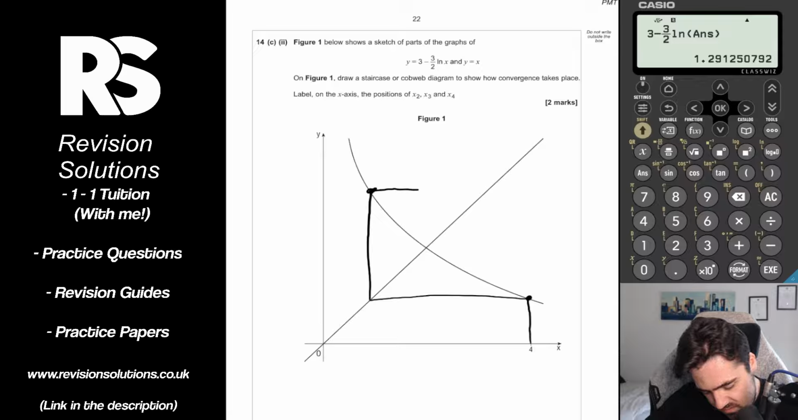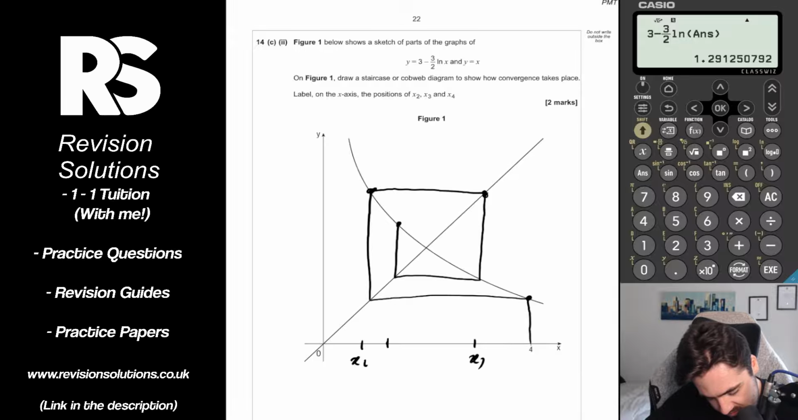So this will take us to x3 here. Plug that in. And then we need to do one more. So to the line and back to the curve. So just to check, we go from 4, that takes us to x2 here, then back over here, that takes us to x3, and then back to the left, that takes us to x4, which is what we wanted.